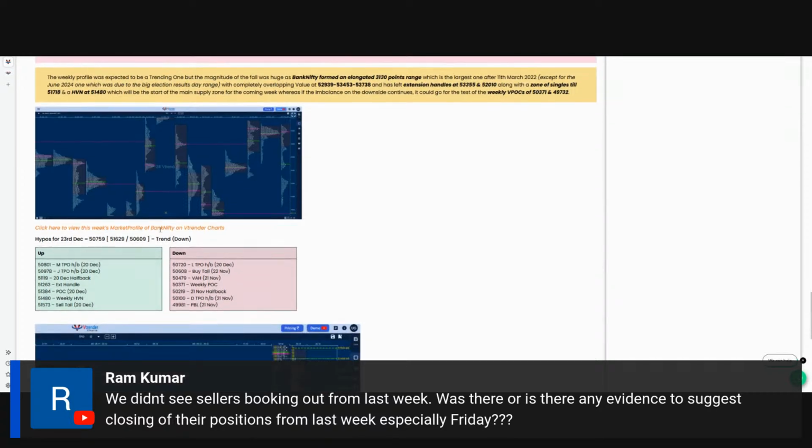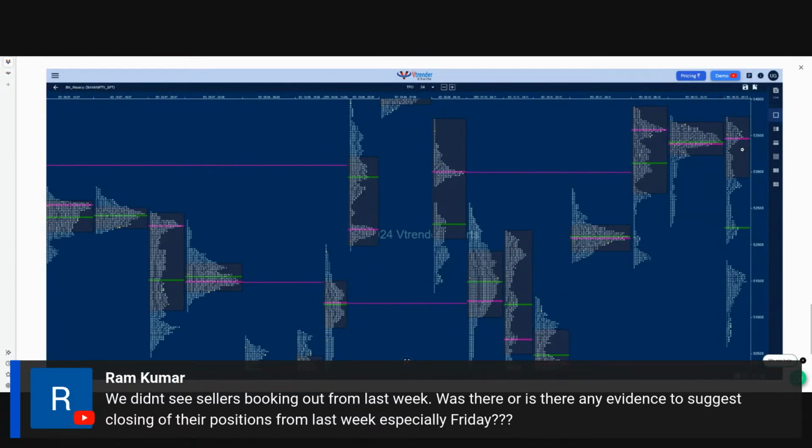So the hypos for today, you can see this is the weekly profile. We have these extension handles. The first extension handle is at 53355, which was also the POC of previous week. So when you're getting a sell side extension handle at a weekly POC, it is very clear that they are big players and they will give you a bigger move because it is happening on the weekly time frame.